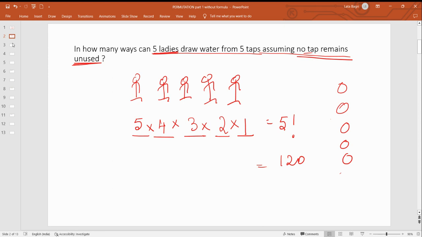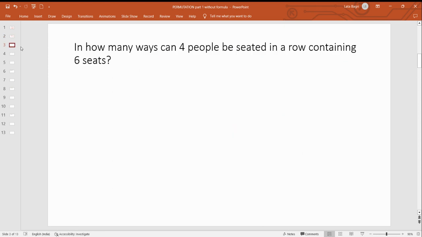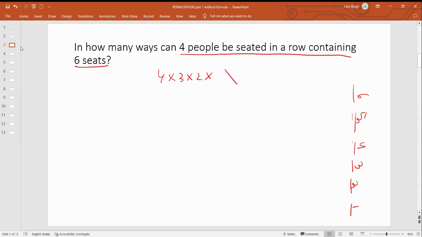All right. Let's look at another sum. In how many ways can four people be seated in a row containing six seats? So there are six empty seats, and there are four people. What people do over here is multiply 6 into 5 into 4 into 3 into 2 into 1, or they do 4 into 3 into 2 into 1. All of this is wrong. Try to understand it. There are four people. You need to look at it from the perspective of the people.